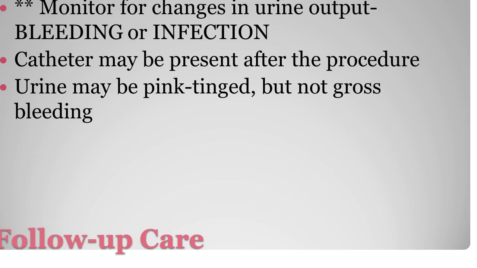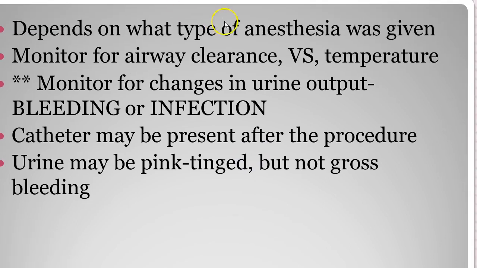And again, let me bring the screen up for you to see. It depends on what type of anesthesia was given. Watch for any signs of infection, temperature up, heart rate up. And like I said, it's normal for there to be a little pink-tinged urine, but not grossly bleeding. Okay, that would not be normal. Bright red bleeding would be an indication of an emergency, and you'd want to call the physician very quickly. Make sure the patient's drinking a lot if you don't have an IV, so you can get that urinary output to clear out any pink-tinged urine that might be present after a cystoscopy. Okay.